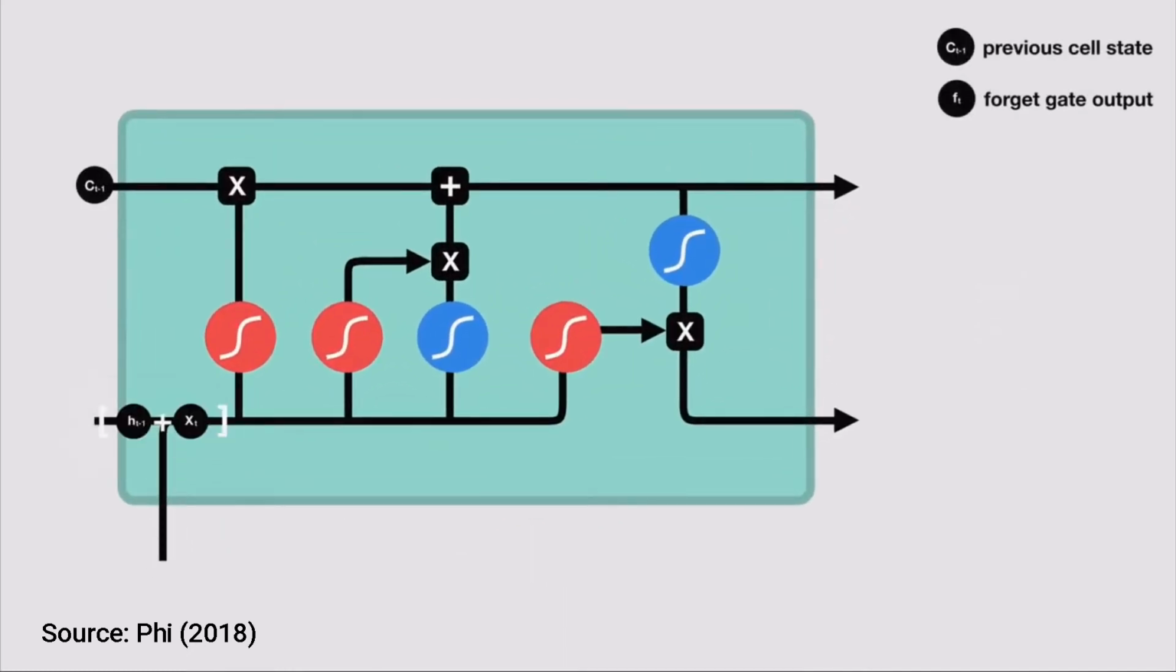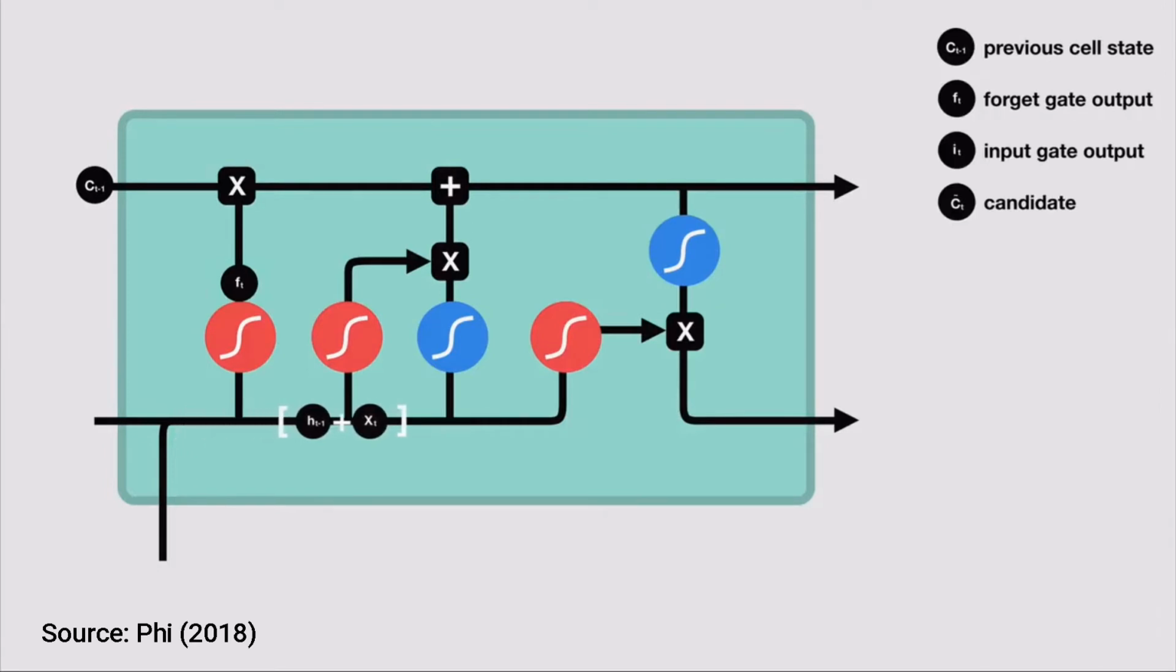The first one is forget gate. Information from the previous hidden state and information from the current input is passed through the sigmoid function. The closer to 0 means to forget, and the closer to 1 means to keep.